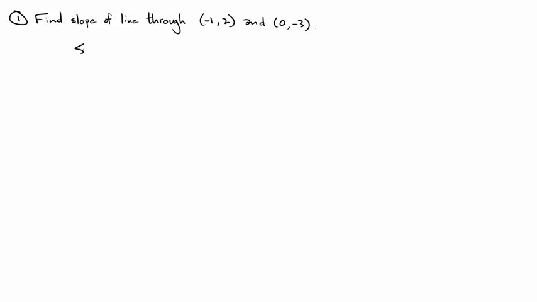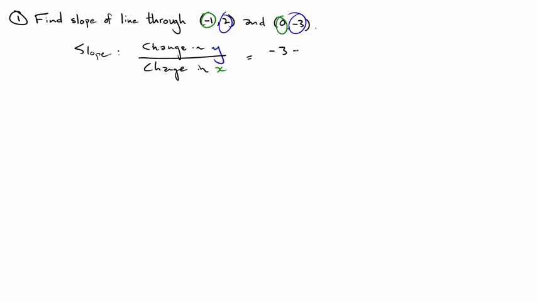To find the slope, we simply compute the change or difference in y. Here are the y coordinates, 2 for the first point, minus 3 for the second point, and divide that by the change or difference in x. The x coordinate of the first point is minus 1, x coordinate of the second point is 0. So we take minus 3 minus 2, and divide that by 0 minus 1, change in y over change in x, and this becomes minus 5 divided by plus 1, or minus 5.